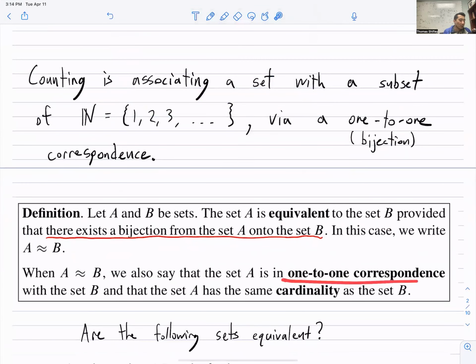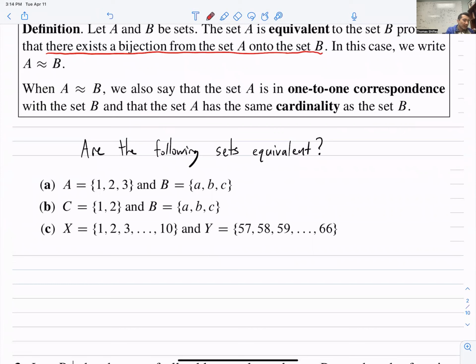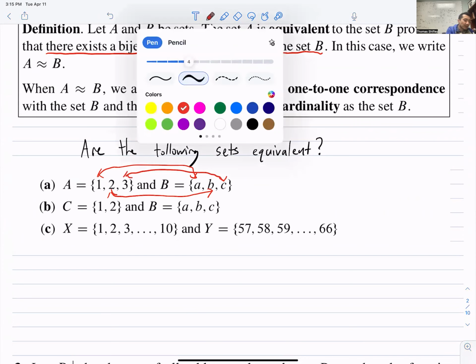Another way to say this is they're in one-to-one correspondence, or they have the same cardinality. And so let's do an example. Are the following sets equivalent? Yeah, right. I can send this guy to that guy. That guy gets sent to that guy. And then this guy gets sent to that guy. And that would do the trick, right?